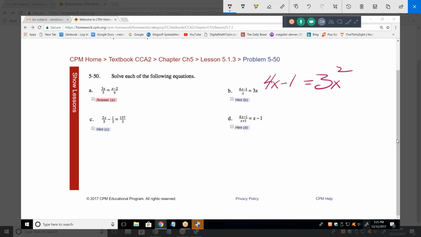Okay. What's that give us? So you add 1 and subtract the 4x. Okay, I'll leave 0 on the left. So 0 equals 3x squared minus 4x plus 1. Okay. Now let's factor that.